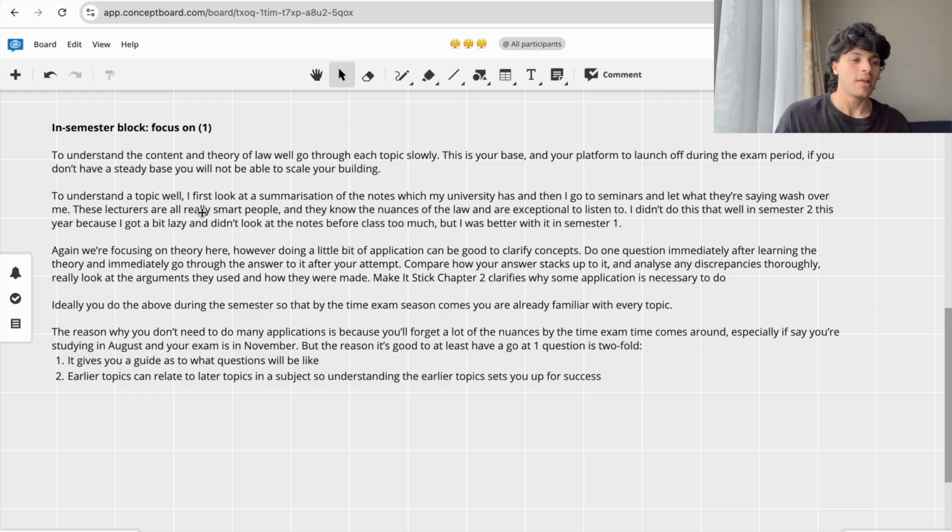Again, all these lecturers are really smart and they know the nuances of the law really well. A lot of the time they are people that have been practicing in it and they're actually exceptional to listen to. A lot of the time, some of your classmates may say stuff like, oh, this lecture is really boring. And they might be, they genuinely might be boring. But that doesn't mean that they don't know what they're talking about. Because universities hire academics, which is meant to be someone smart. And like 99% of the time, they are really smart, even if they're not the most entertaining person to listen to.